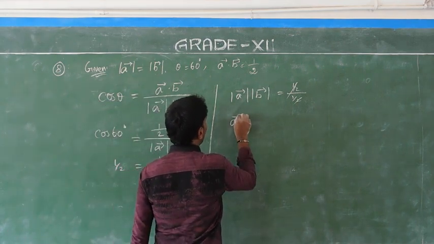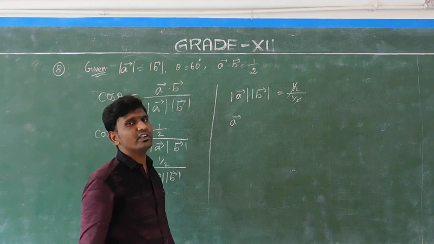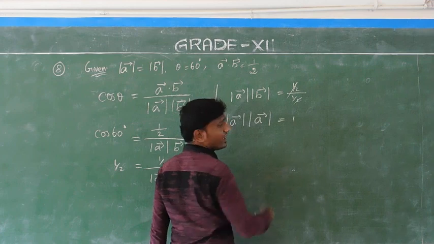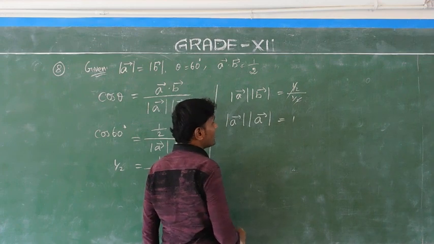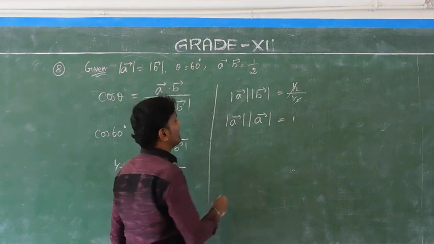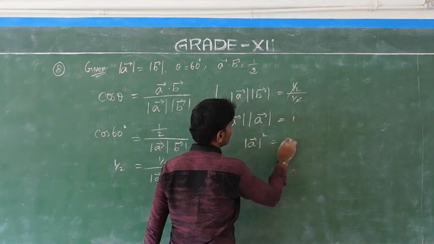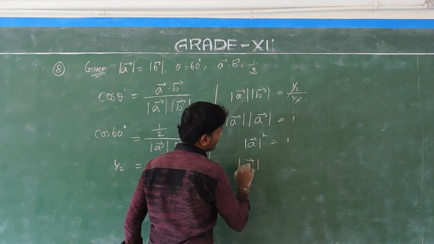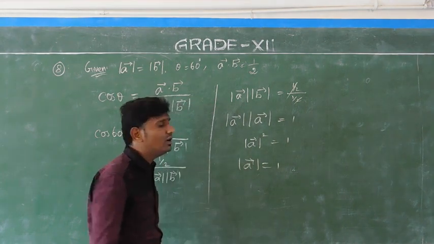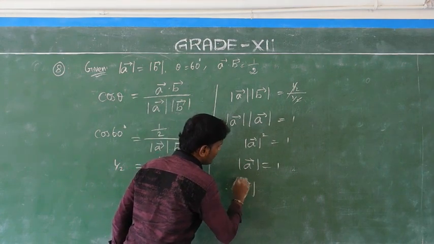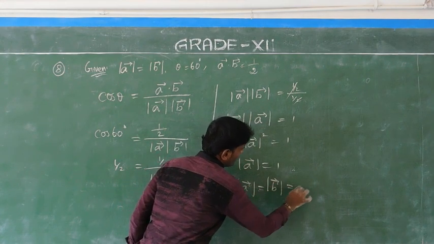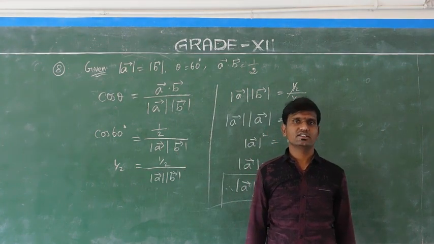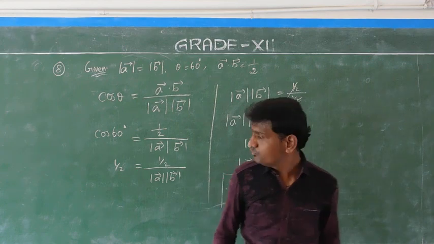Now it is given that modulus of a vector equals modulus of b vector, so you can substitute in any one. Modulus of a squared equals 1 now. Taking the square root, modulus of a vector equals 1. As per the same, modulus of a equals modulus of b equals 1. Both are unit vectors.